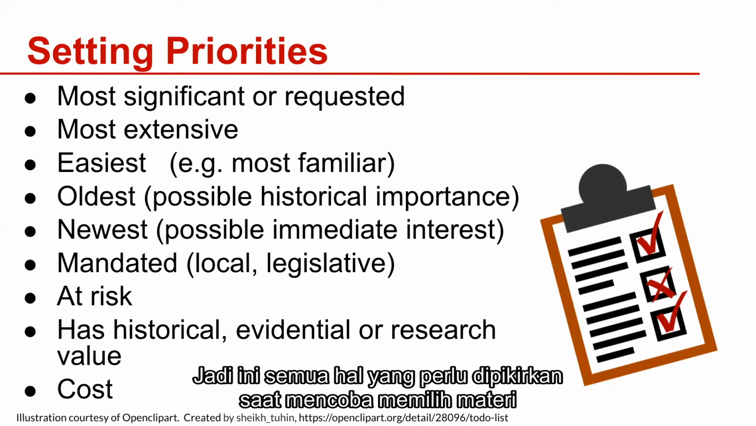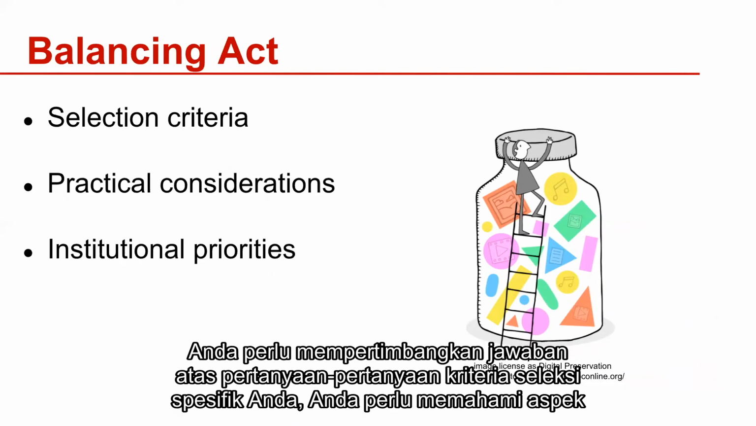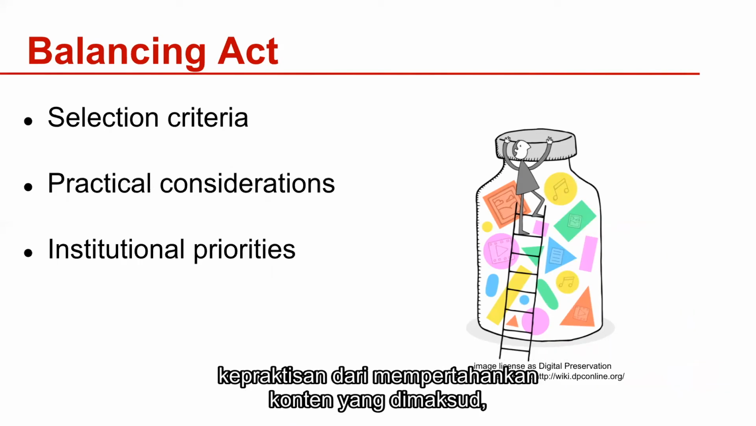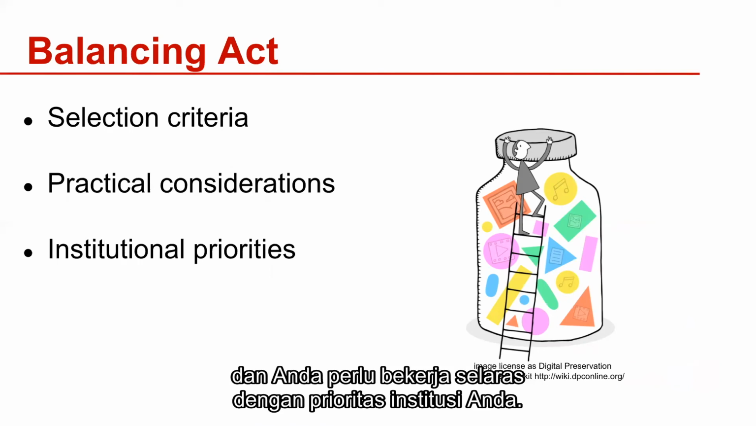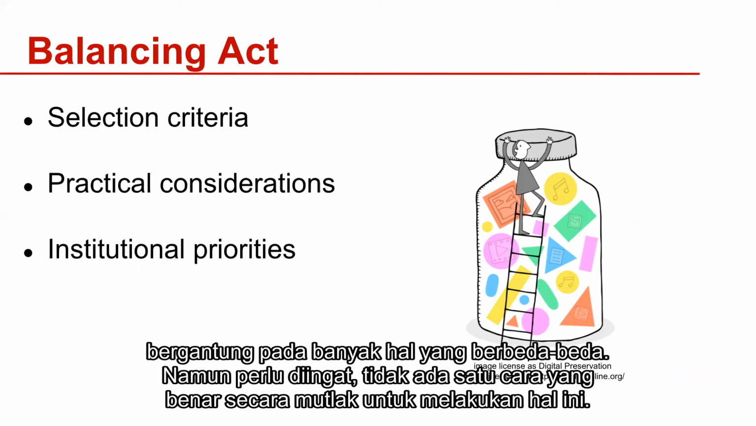So these are all things to think about when trying to select materials. It really is a balancing act on deciding what you want or can keep. You need to consider the answers to your specific selection criteria questions. You need to understand the practicality of keeping the content in question. And you need to work within your institutional priorities. It's all part of that balancing act, and how you decide to prioritize is going to depend on a lot of different things. But keep in mind, there is no correct way to do this.